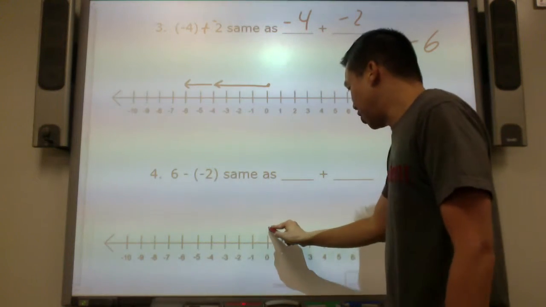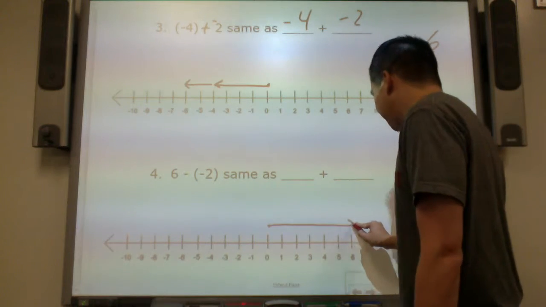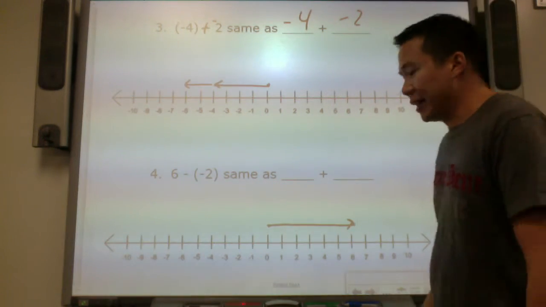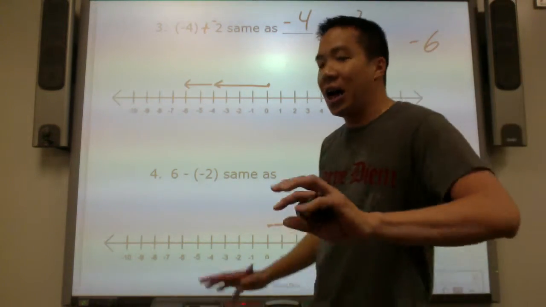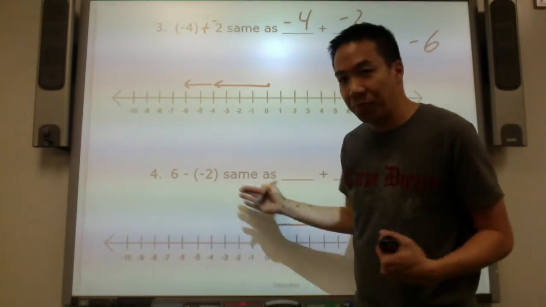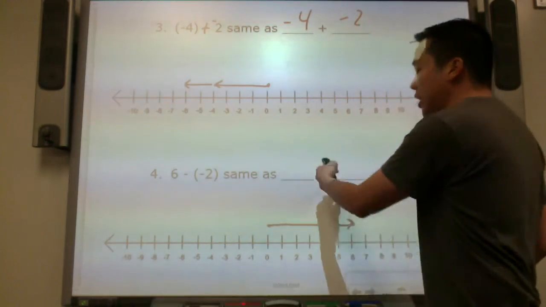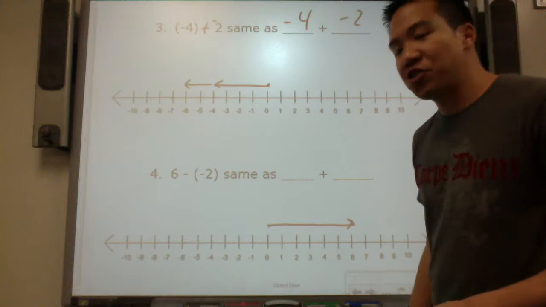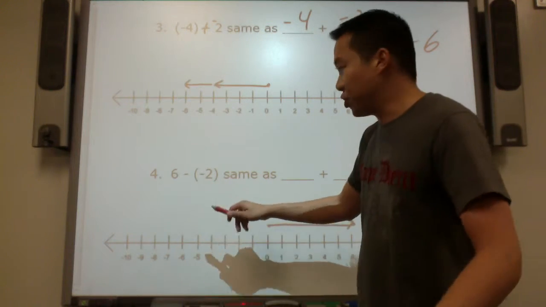All right, next one. I start at 0. I go to 6. And this is where it gets hard. I'll be honest, on a number line, this is extremely confusing. That's why it's good to turn it into an additive expression. Let's do that first.